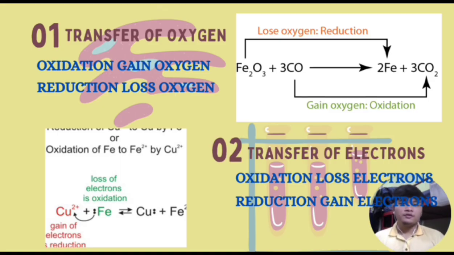Second, transfer of electrons. Electron transfer is another way to define redox. Oxidation is the loss of electrons, but reduction is the gain of electrons. This is especially important in electrochemistry and metal displacement reactions.